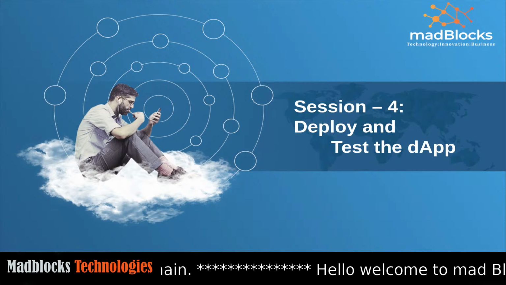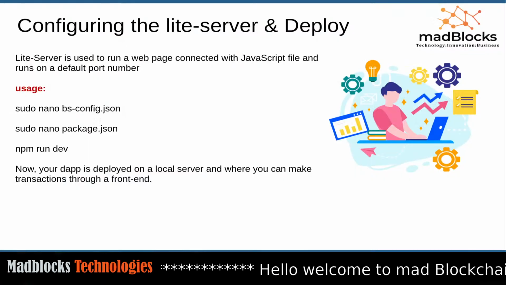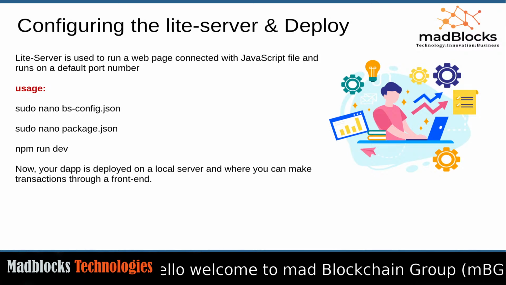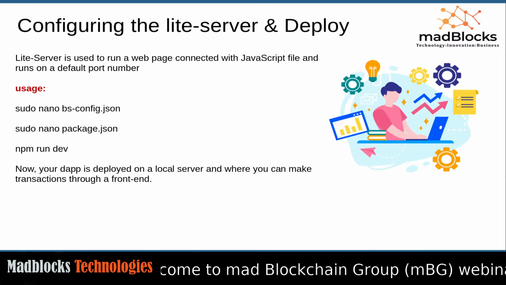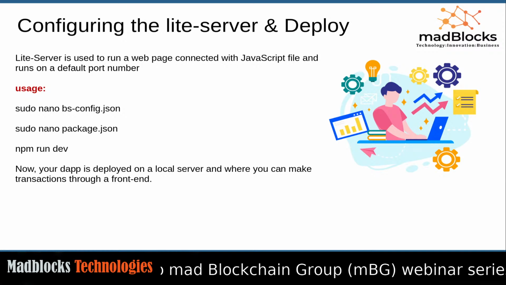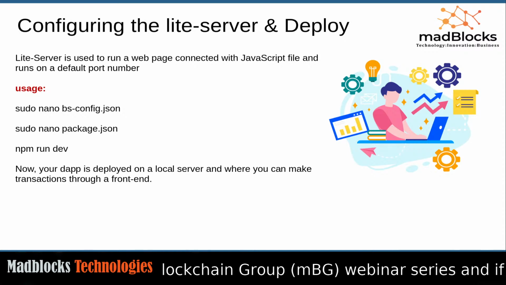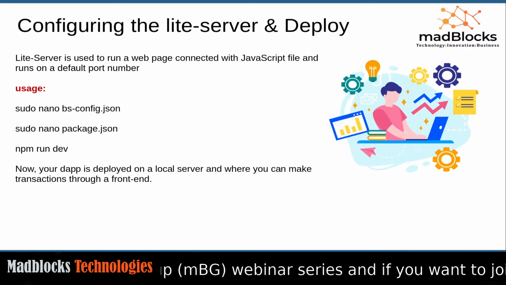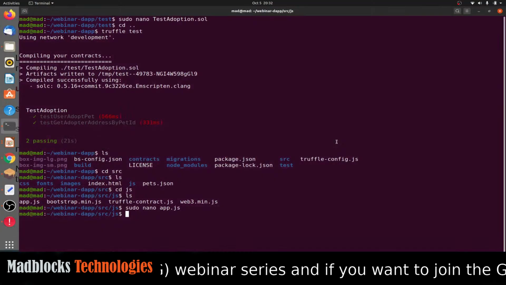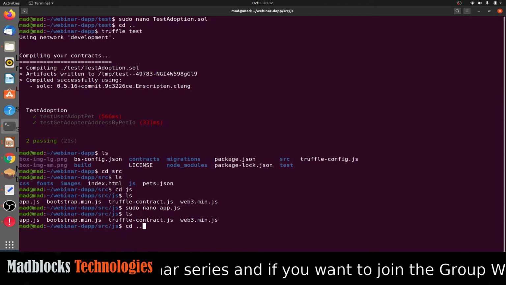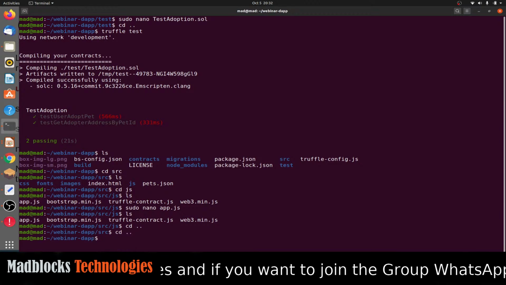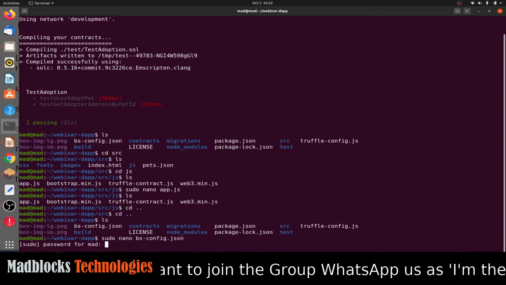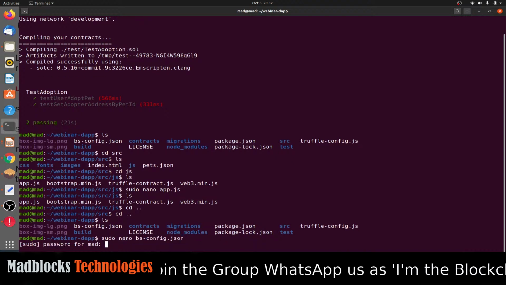So we have to go for the last part, which is deploy and test. So by using lite-server we have to deploy it. So let us check what is there in the bs-config, and also let us check what is there in package.json, and by using this command called npm run dev we can deploy the server, okay. So let me check what is there. So let me say cd .. , let me come out of the folder. Let me check what is there, sudo nano bs-config.json. Okay, let me enter my password.